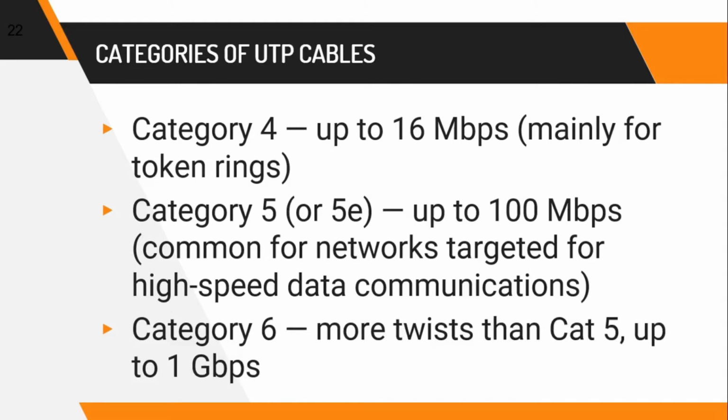And we have our Category 6. It has more twists than Category 5 and up to 1 Gbps. So Category 6 UTP is used in LANs with a data rate of at least 200 Mbps.